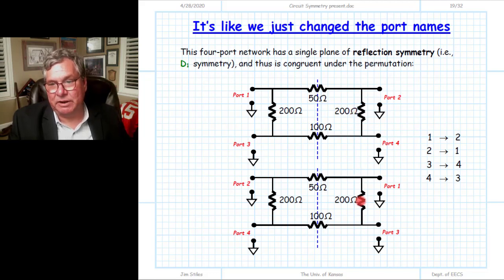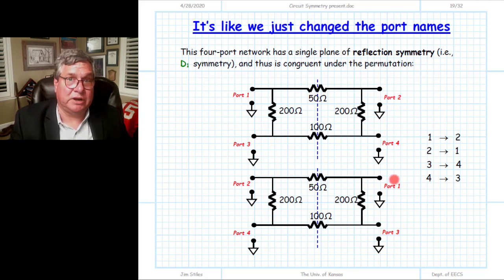Really, this looks no different, and if we had gone and taken our pencil and erased port 1 and wrote port 2, erased port 3 and wrote port 4, erased port 4 and wrote port 3, and then likewise port 2 and made it port 1. Physically, we say we rotated across this plane of bilateral symmetry, but we really can't tell the difference between that and simply renaming the ports.